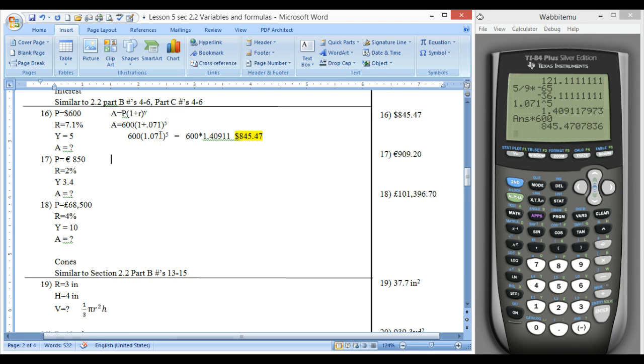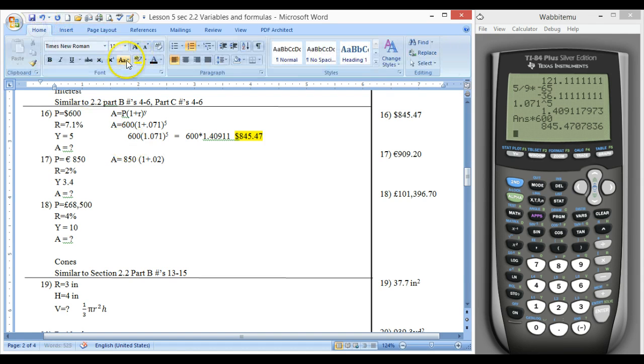So I need A equals, principal in this case is 850 times parentheses 1 plus the rate. Our rate is 2%, so I need to change that to a decimal by moving it over 2 times. The decimal isn't here, so I know it is after the 2. So I need to move it over 2 times to the left. 1, 2, so it's going to be 0.02. Close your parenthesis and raise it to the years, 3.4.